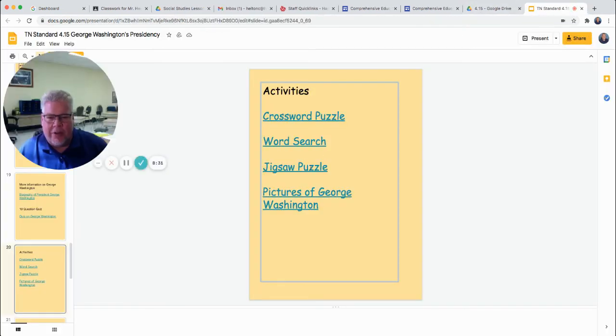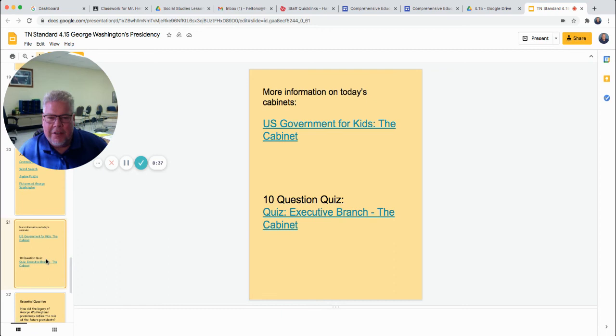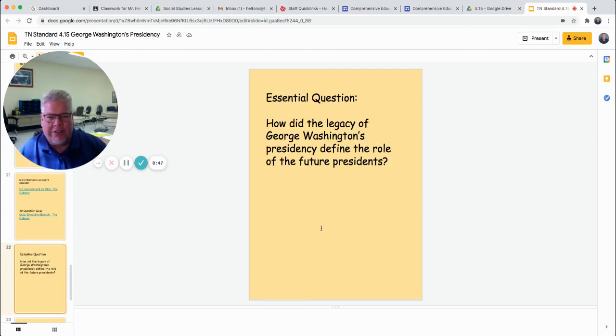And I'm not going to go through all this. You got a jigsaw puzzle and you got pictures of George Washington. So that's one of the last slides there. All right. There's more information on today's cabinets on the next slide. If you want to see current cabinet members, there's a 10-question quiz on the executive branch. You worked on that last week.